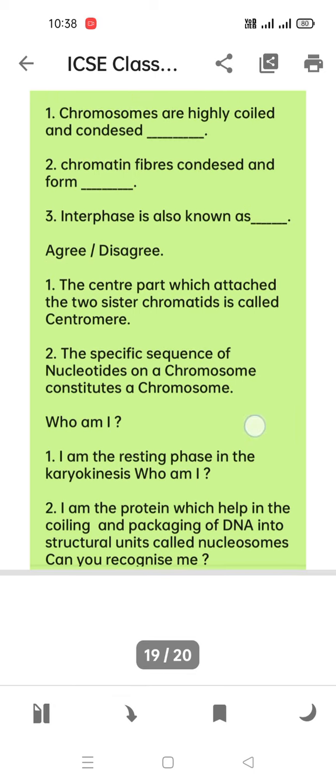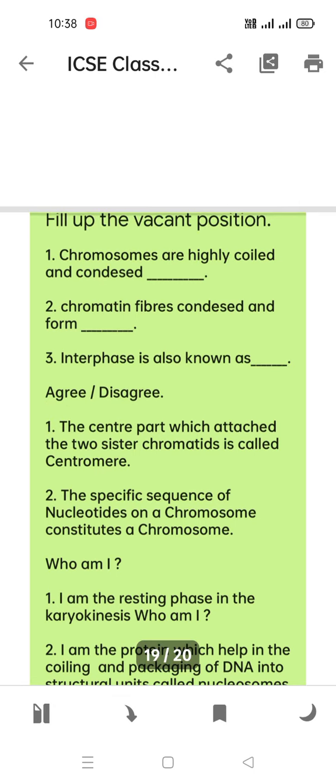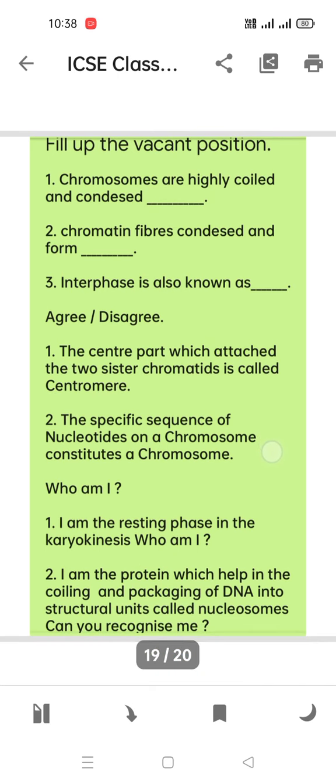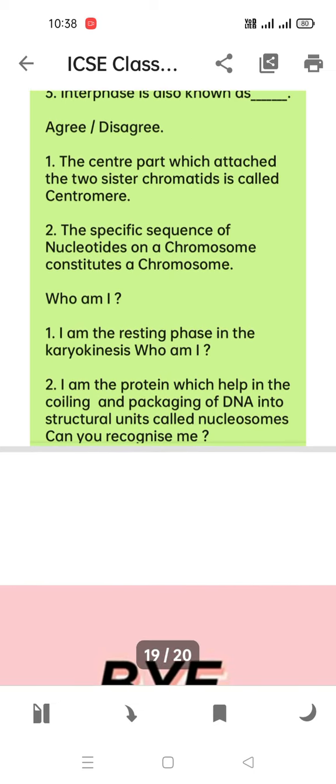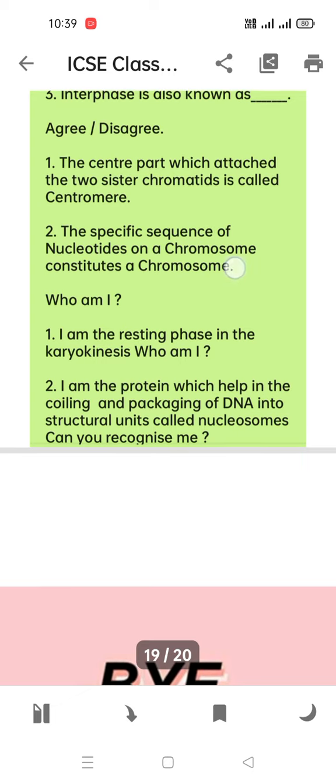Okay, so we have all done this homework question. First one will be chromatin fibers, next one will be chromosomes, third one will be interphase, also known as the resting phase. Now agree and disagree. The central part which attaches the two sister chromatids is called a centromere. True. The specific sequence of nucleotides on a chromosome constitutes a chromosome. False. It constitutes a gene. Okay, the right answer is gene. It constitutes a gene. Here it will come gene.